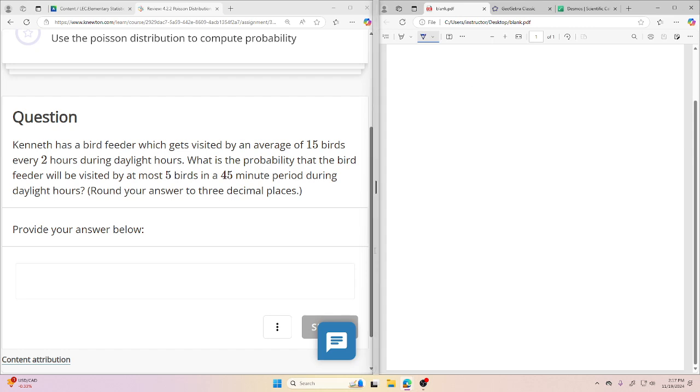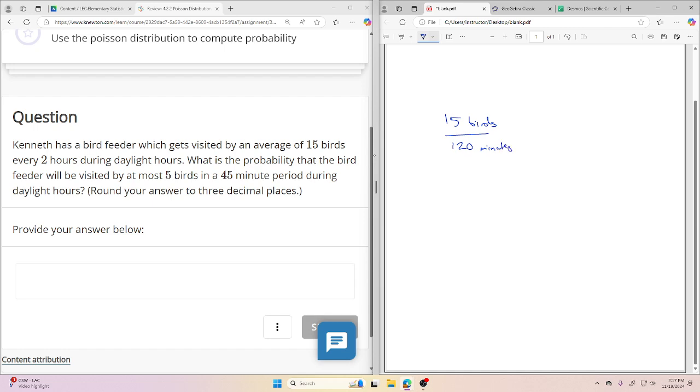So the average is 15 birds over 2 hours. And then it's talking about minutes. See how we're not doing it right if I keep it in minutes or keep it in hours? If I wanted to convert that right now into minutes, what would that be? 120 minutes.